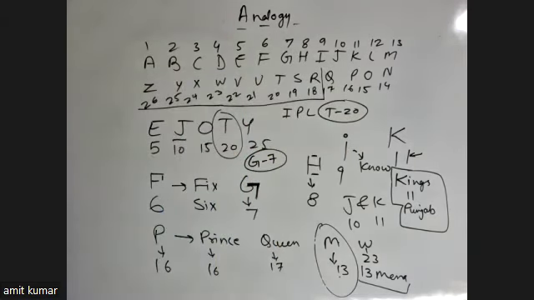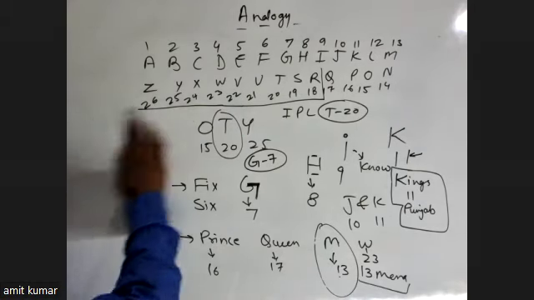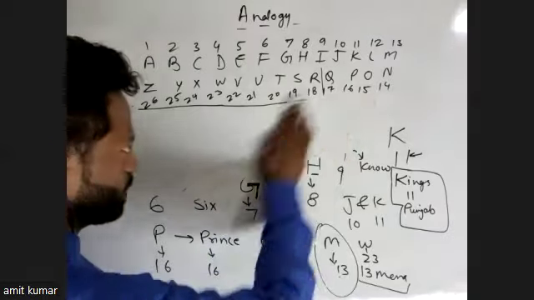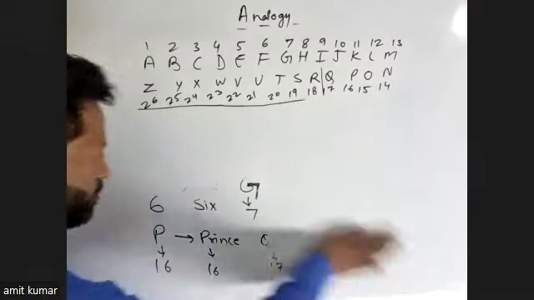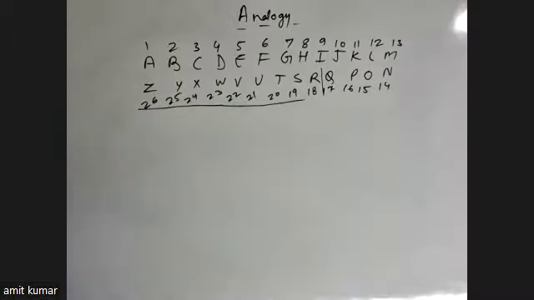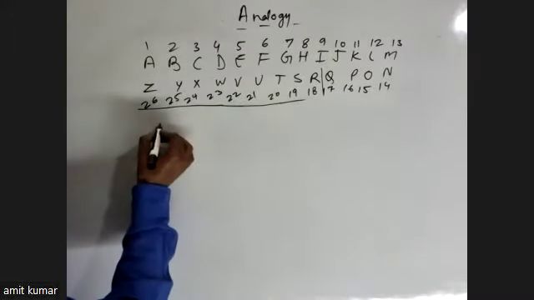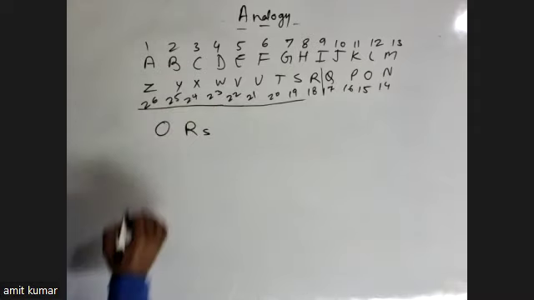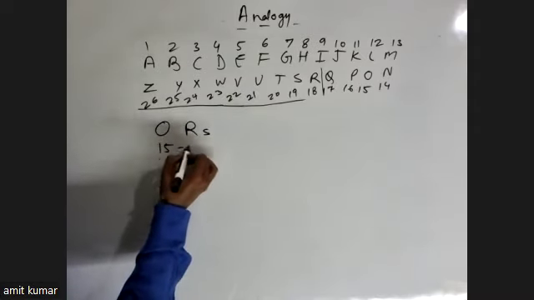These are the remaining ones. PQ is done. Prince 16 years, Queen 17 years, T20, Kings 11 Punjab. Now pay attention, beta. ORS: how many? 15 to 18 years.